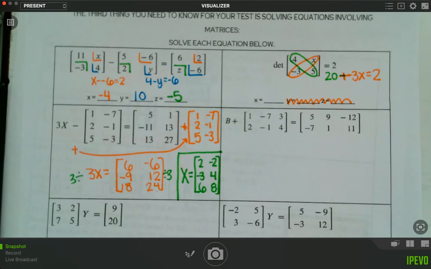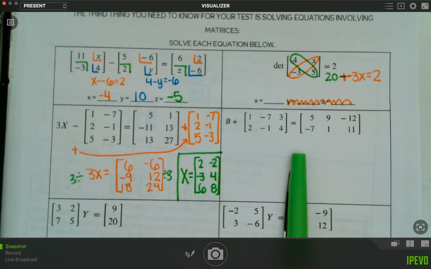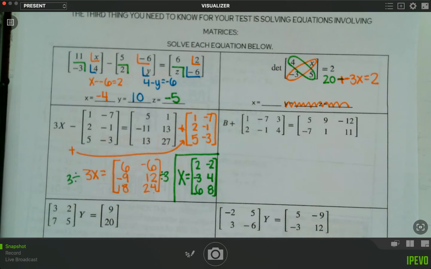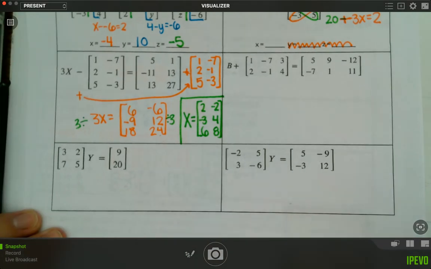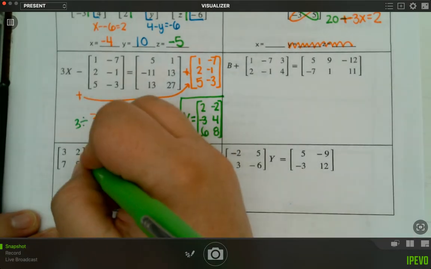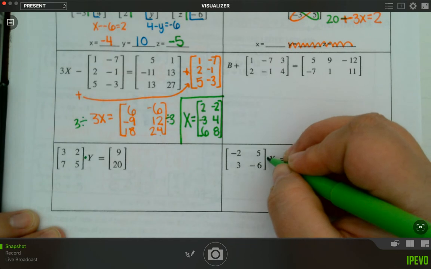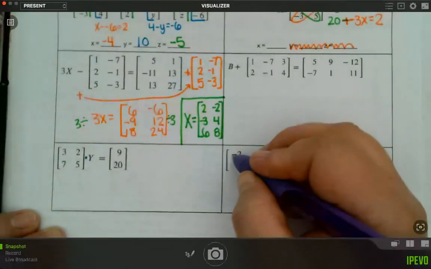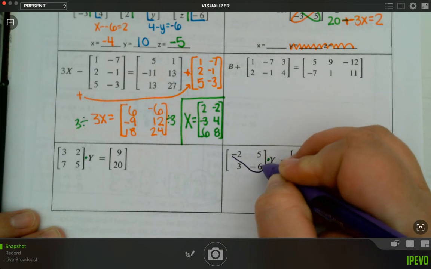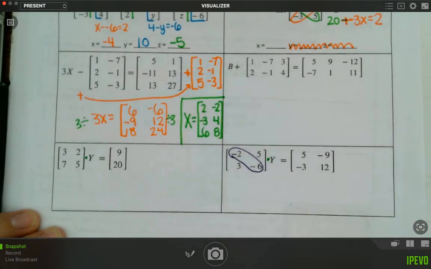This equation is very similar, except since it's adding, you will subtract this matrix to the other side. And then you have these two left down here. Notice how there's nothing in between the matrix and y. That means they're being multiplied, kind of like on the last page. The only way to get rid of a matrix that is being multiplied is to multiply by the inverse. Okay, so I'm going to find the inverse of this one. This is the problem I'm going to do with you guys. I'm not going to do the one on the left.